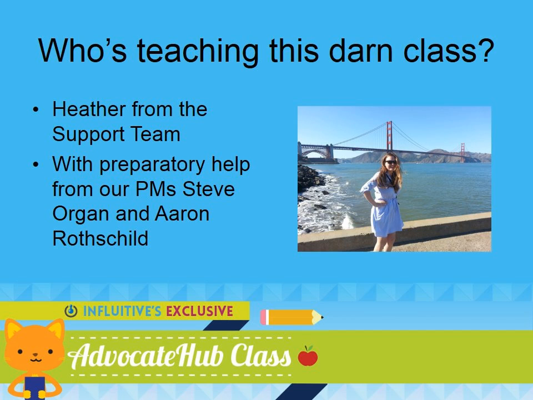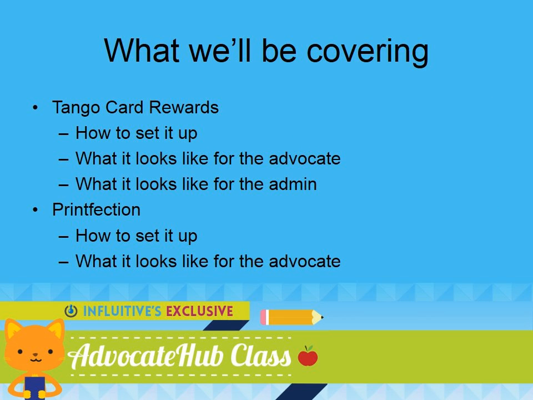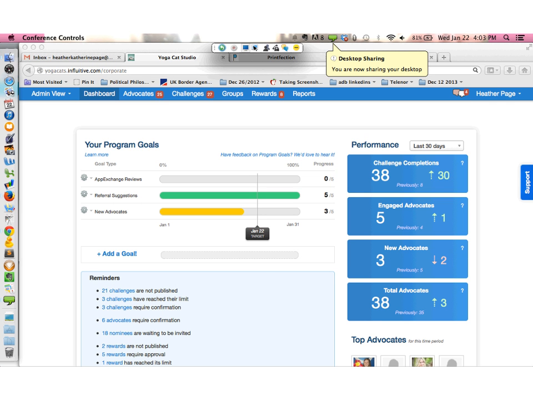Okay, so as I said, we're going to be talking about TangoCard and Perfection. We're going to look at how to set up the feature, what it looks like for the advocate, and what it looks like for you as the administrator. And then at the end, we'll come back and take some questions. So I'm just going to dive right in and share my desktop. And here we go.